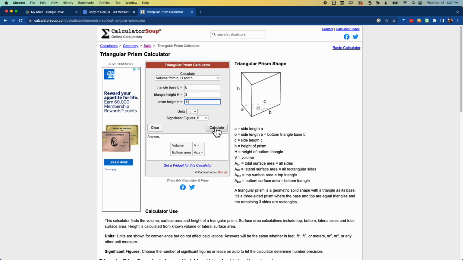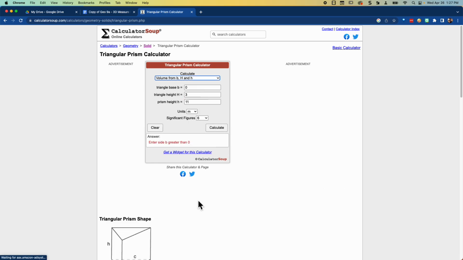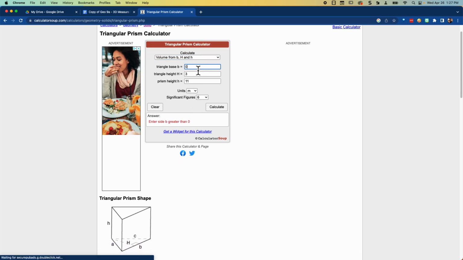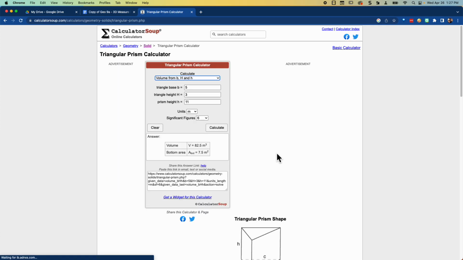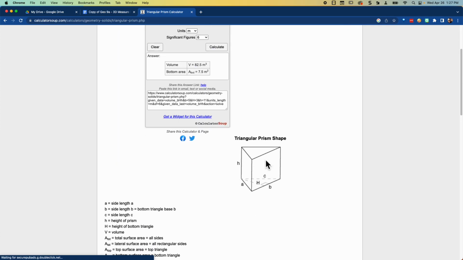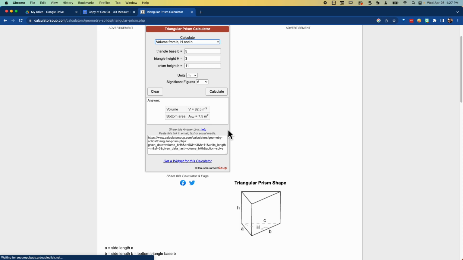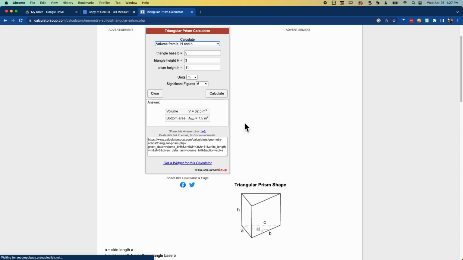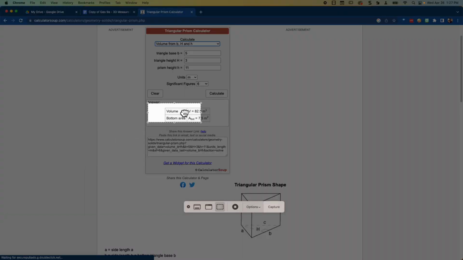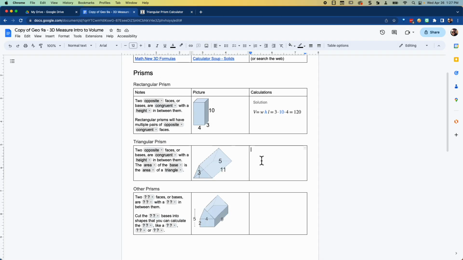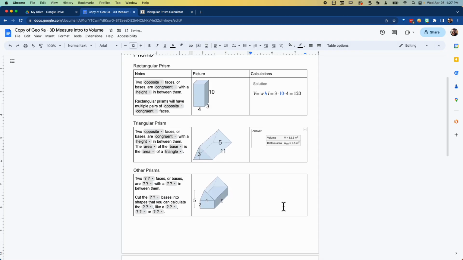So when I put that in there and I say calculate, whoops, this should have been a 5. There we go. And then it gives me that much there. So I can screenshot this, capture, put it in, and then we're going to keep on repeating.